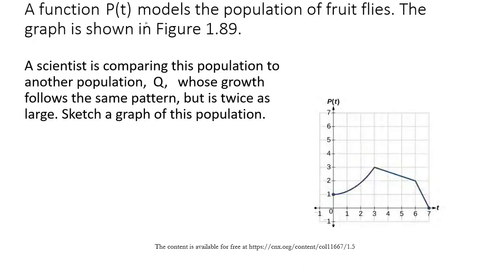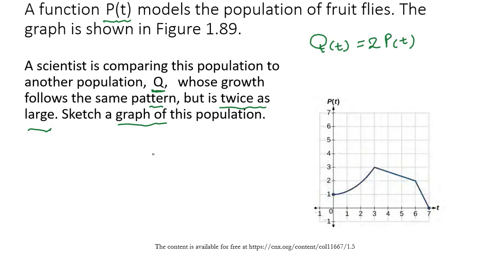A function p of t models the population of fruit flies in the graph. A scientist is comparing this population to another population, q, whose growth follows the same pattern, but is twice as large. Sketch the graph of this population. So q of t is twice as large as this one, it is 2p of t. That means we need to multiply outputs by 2.